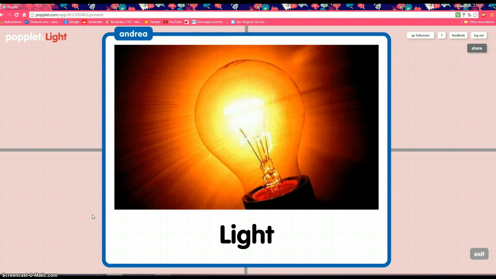Light is a form of energy which enables us to see. Light moves very rapidly at 300,000 kilometers per second. It travels in all directions, but always in a straight line. Thus, if light meets an obstacle, the obstacle blocks it and a shadow is formed.